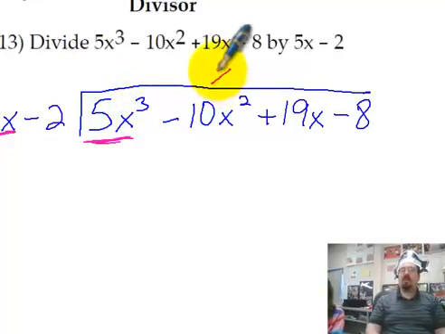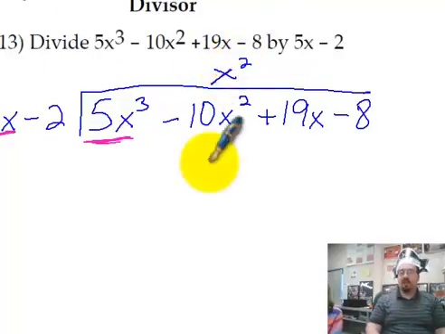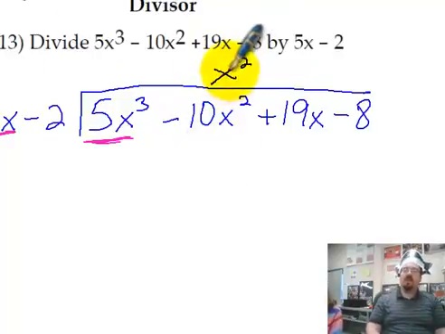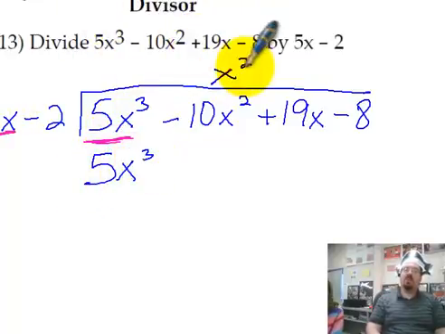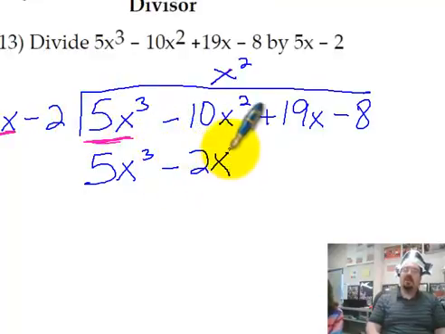x squared. So I'm going to write an x squared right up here in the x squared column. And then I multiply it out, so I get 5x cubed, then times negative 2, so I get negative 2x squared.